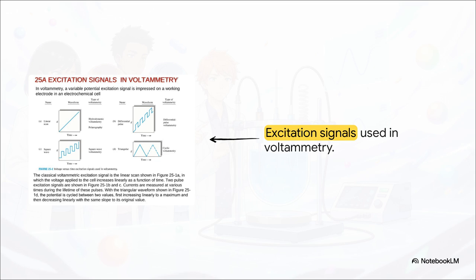But depending on what we actually want to learn, we can get pretty creative. We've got the differential pulse, the step square wave, and the triangular waveform. Now that triangular one is absolutely crucial. It cycles the potential all the way up to a maximum and then brings it straight back down. Keep that shape in mind, because we'll be seeing the results of that specific signal a little later on.